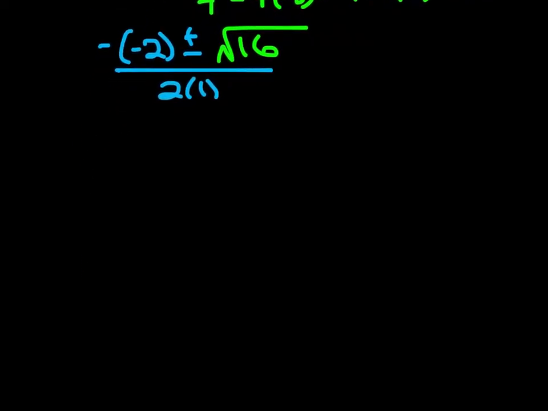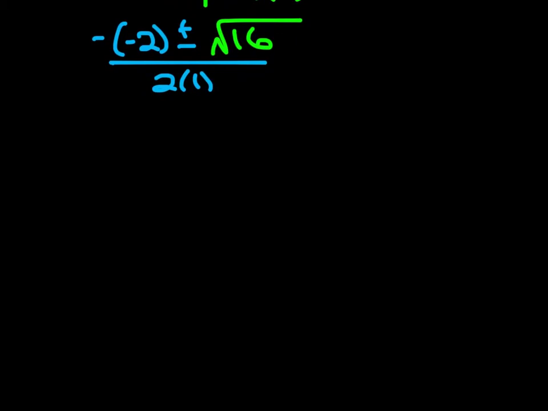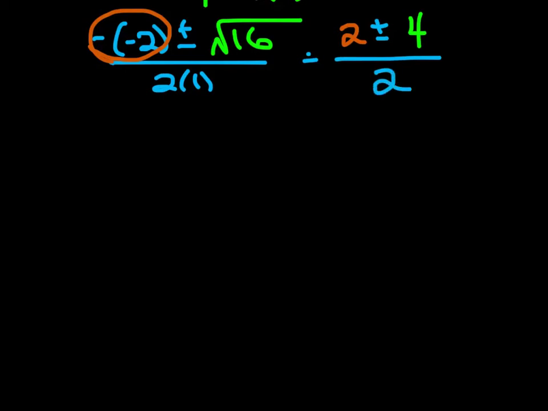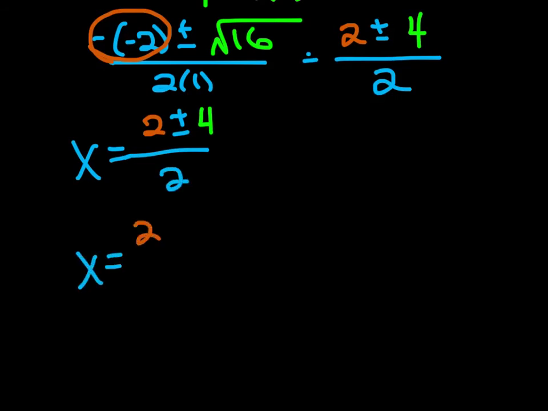Let's continue this and finish it up. So negative of negative 2 equals a positive 2 every single time. And then we still have our plus or minus. Square root of 16 is 4, divided by 2 times 1 is 2. So our two equations that we're going to create are 2 plus or minus 4 divided by 2. Well, it's not plus or minus, let's actually just pick one. That's how we actually create an equation. Let's pick plus, and then we'll say 2 minus 4 divided by 2.